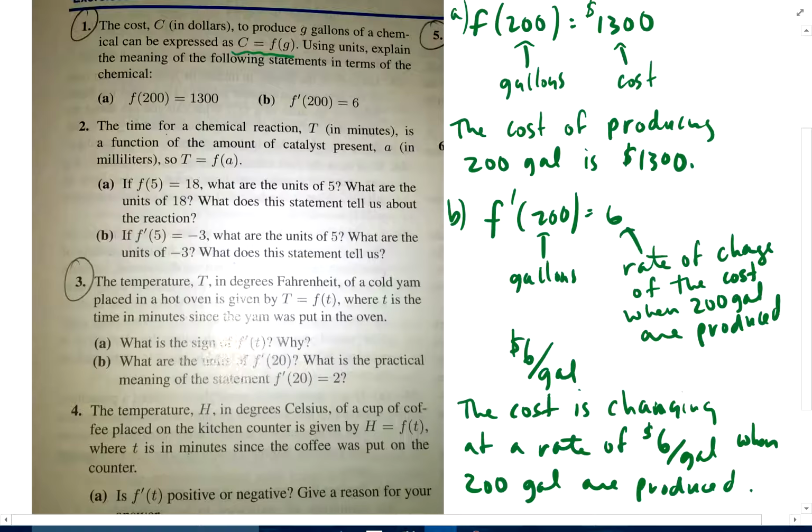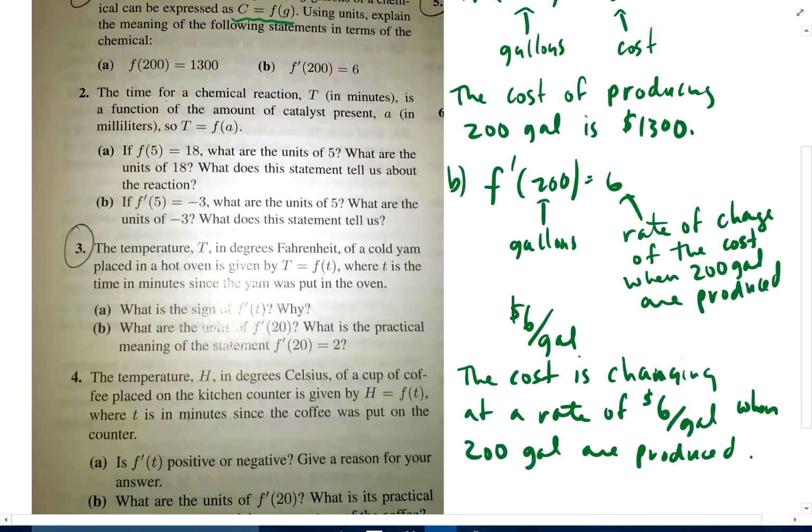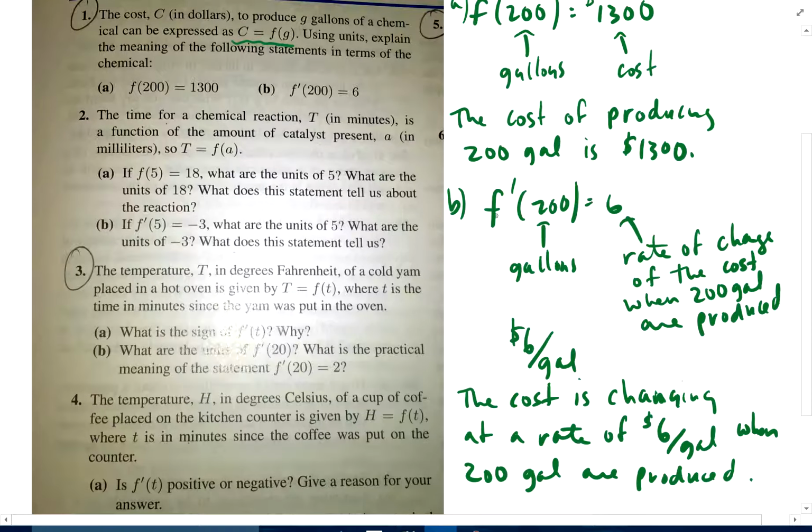The cost of producing the number of gallons is changing, and what the cost is depends on how many gallons. As the number of gallons is changing, the cost will change. So how fast is that cost changing? That's the derivative. And so we know in this case, at 200 gallons, the cost is going to be changing at $6 per gallon. It's getting more expensive by $6 a gallon at that moment.